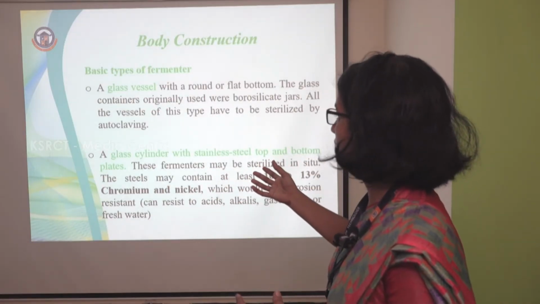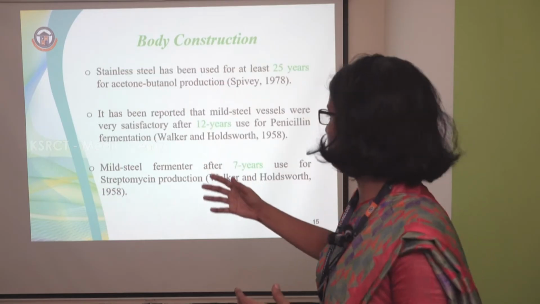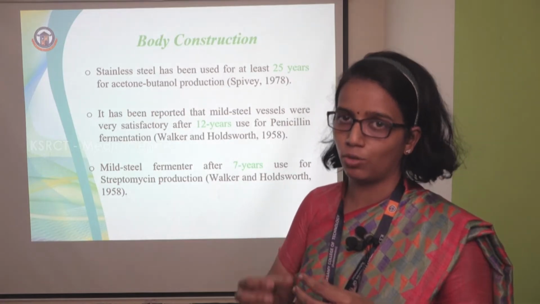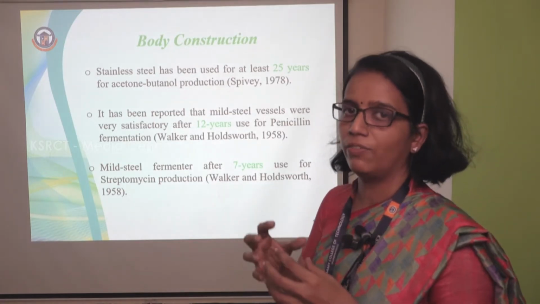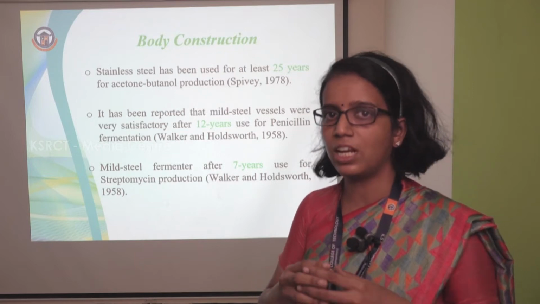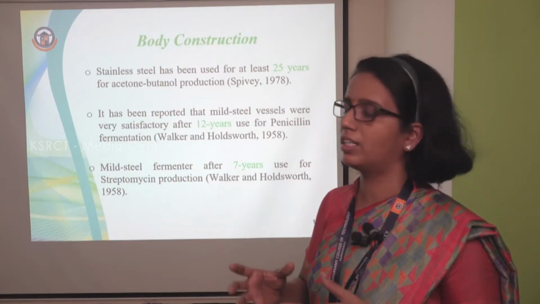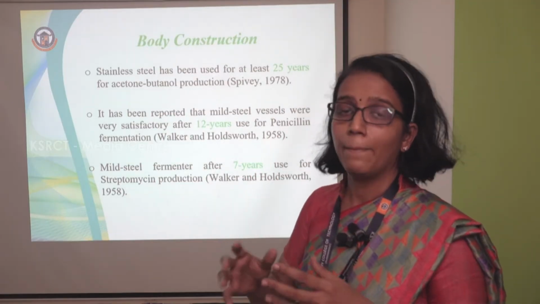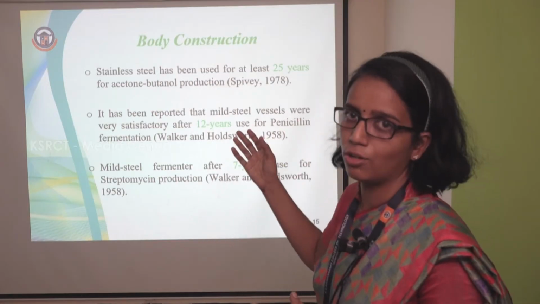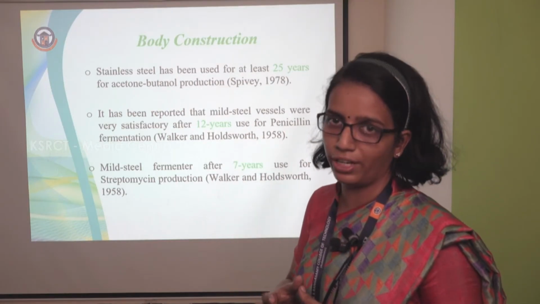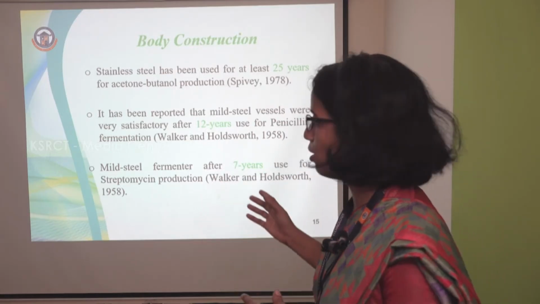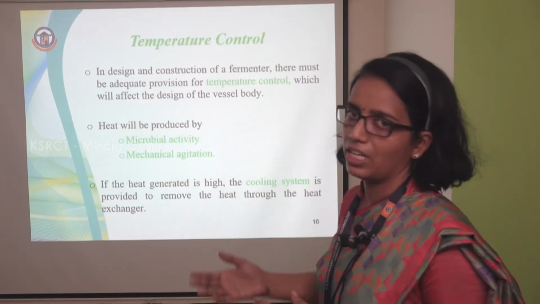Next, when you see stainless steel, it should normally contain 10 to 15% chromium and nickel, which act as an anti-corrosive agent for the stainless steel material. Normally a stainless steel biofermenter can withstand up to 25 years, based on the product we produce. For example, for the production of acetone butanol, it takes a life of about 25 years, whereas for penicillin production it is about 12 years, and for streptomycin it is about 7 years. So it varies based on that.